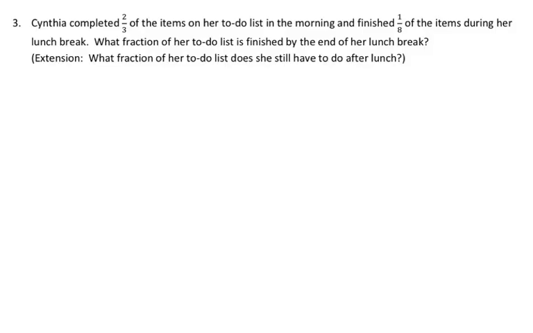The next problem that I'm going to show you is number 3 from the homework, and it says Cynthia completed 2/3 of the items on her to-do list in the morning and finished 1/8 of the items during her lunch break. What fraction of her to-do list is finished by the end of her lunch break? And then there's an extension on this one. What fraction of her to-do list does she still have to do after lunch? So this is asking us 2 different things. So we'll start with the question before we get to the extension.